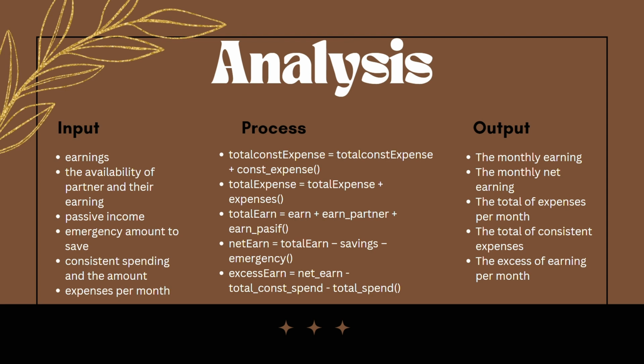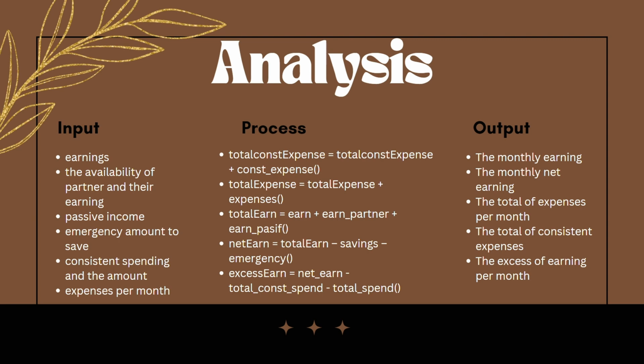For process, we have 5 formulas that we put in the project. First, we have total constant expense equal total constant expense plus constant expense function. Second, we have total expense equal total expense plus expense function. Third, we have total earn equal earn plus earn partner plus earn passive function.